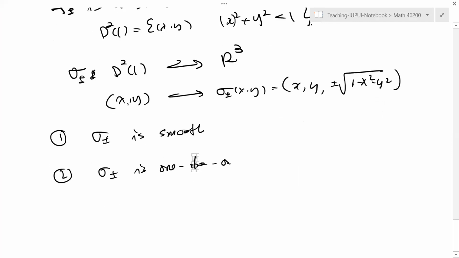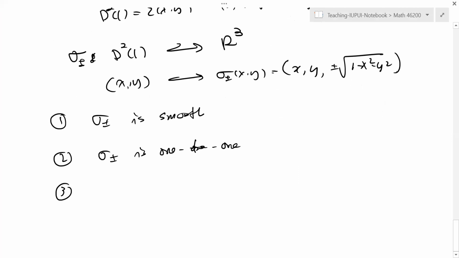It's 1 to 1 because if x1, y1 are not equal to x2, y2, then the image is clearly 1 to 1, because the first two components will be different. Now the third one, we can also check that quickly.